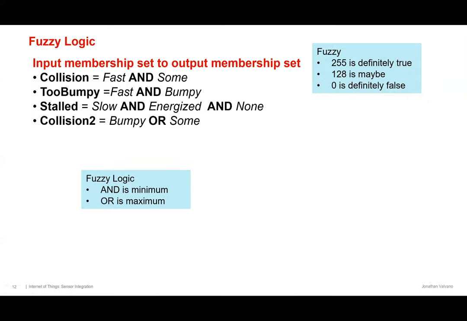And so what it means, this is the abstraction. Fast is a true or false: are we going fast? And some is a true or false: are some of the bump sensors activated? And so in this particular case, collision means I was going fast and now some of the switches are pressed. Too bumpy is fast and bumpy. Stalled might be it's going slow, there's power in the machine, and none of the switches are pressed. Okay.